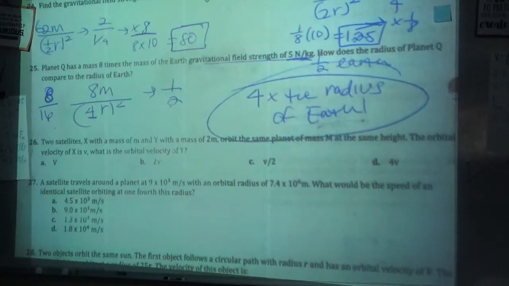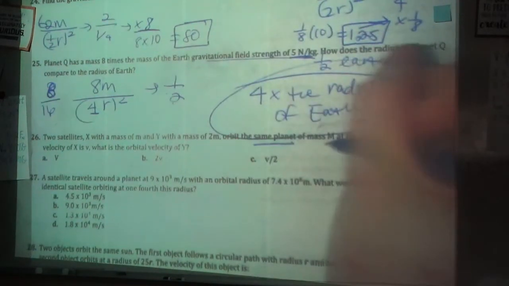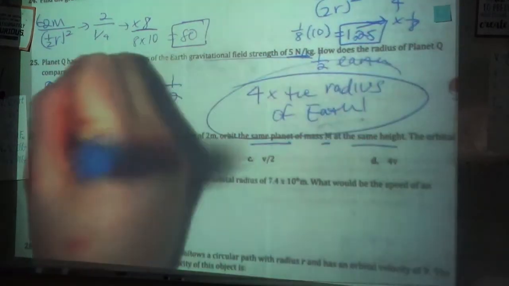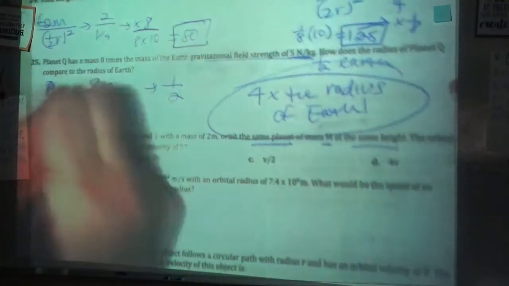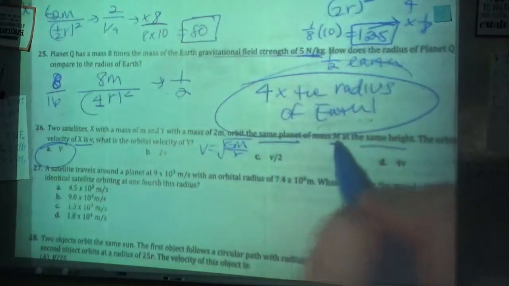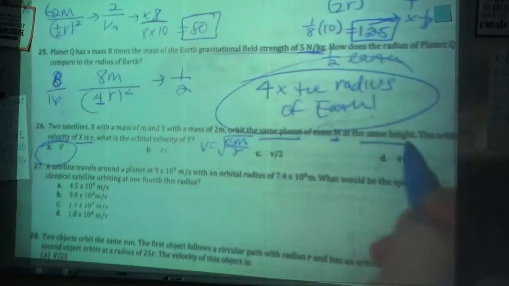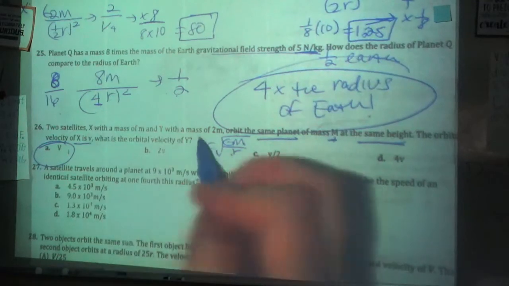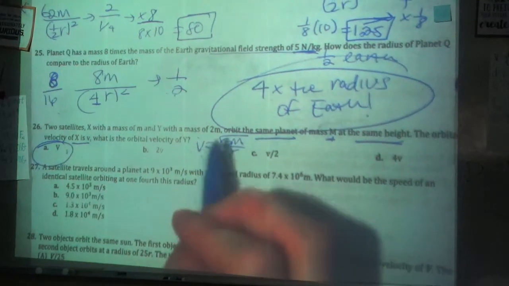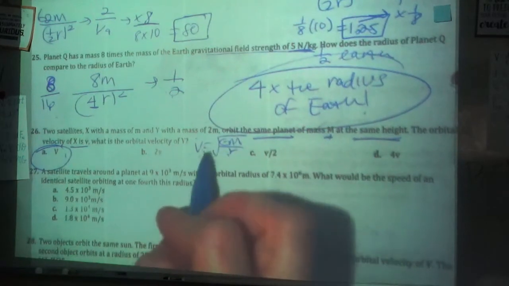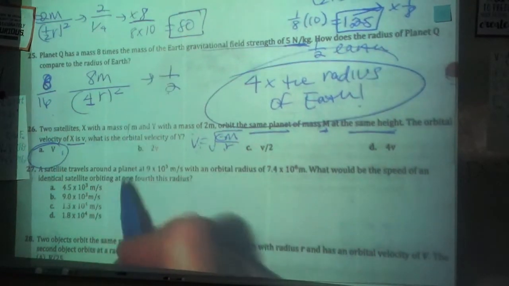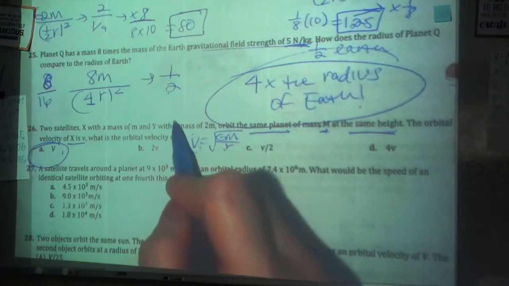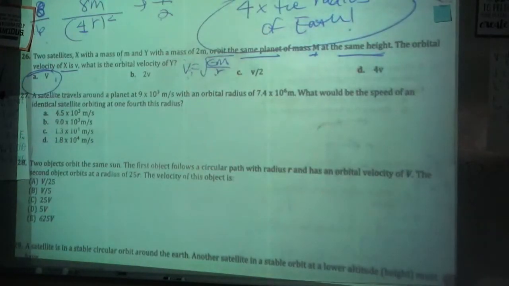2 satellites with a mass of m and a mass of 2m orbit the same planet of mass big M at the same height. The orbital velocity of x is v, and the orbital velocity of y is still v, because velocity depends on 2 things: the mass of the planet, which is the same, and the orbital radius, same height, same radius. So that satellite being greater mass doesn't affect the velocity, it doesn't affect the acceleration, it doesn't affect the period. The only thing that second mass would affect is the force of gravity, because that has m1 and m2 in it.